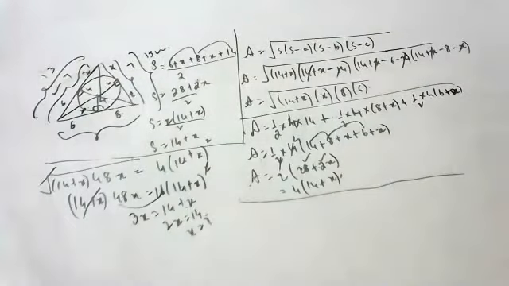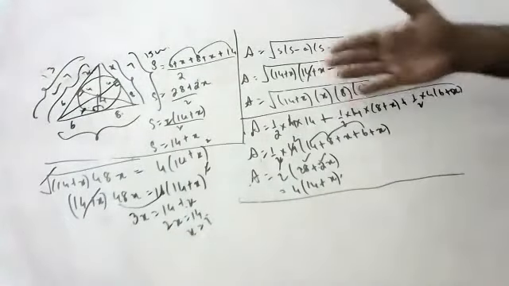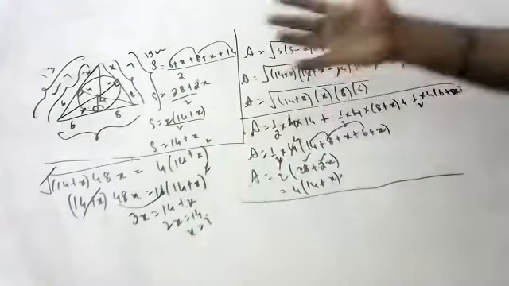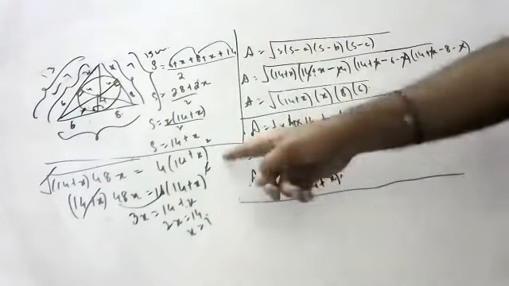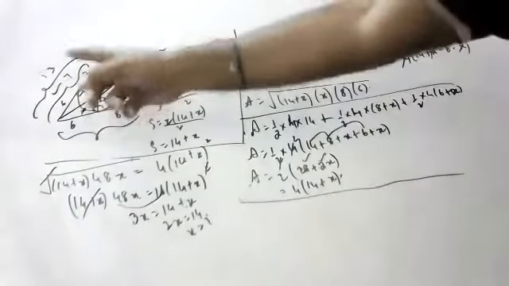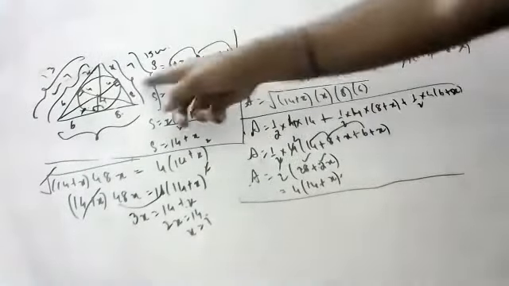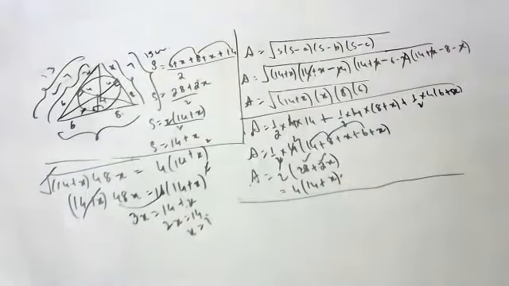Very, very important question. First Heron's formula with the semi-perimeter, then the areas of the 3 triangles, then you equate them. x is equal to 7, so 7 plus 6 is 13, and 8 plus 7 is 15. This is also a very, very important question.